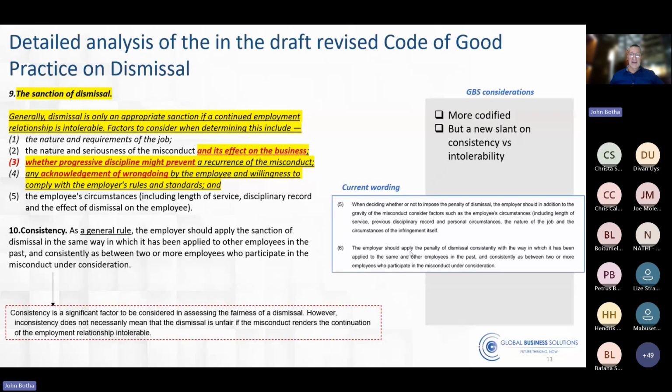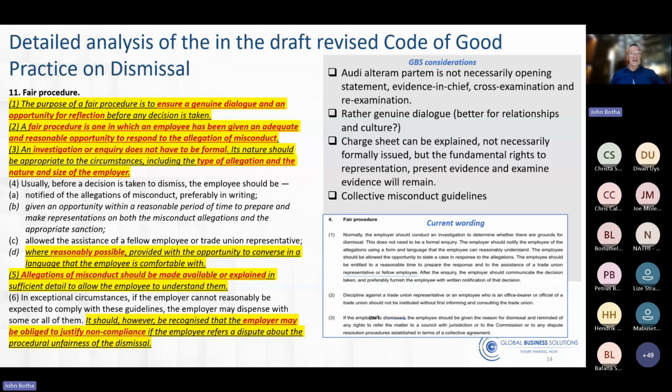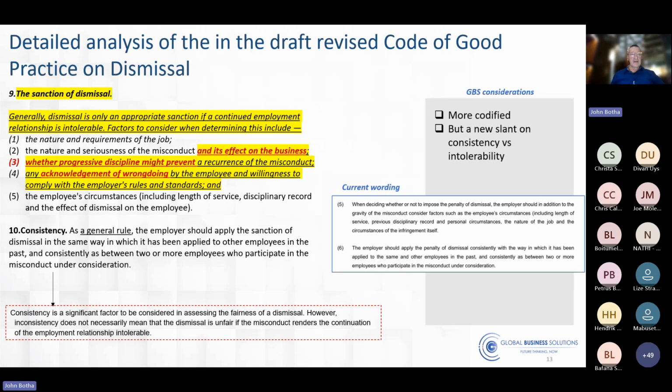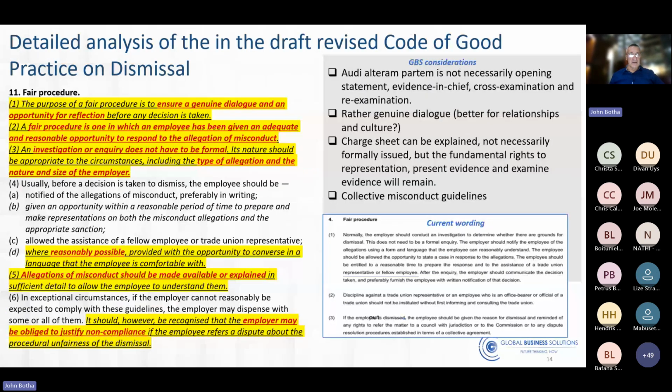You see, that's what the current wording does, but the new wording takes consistency into a new dimension and says, even if you're inconsistent, if you can prove it's intolerable, you can dismiss. Well, colleagues, that is the approach to misconduct in terms of substance. Let's take a look at what this Code of Good Practice now talks about in terms of procedure.